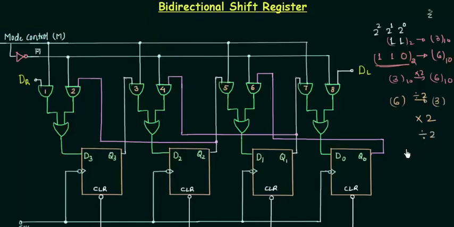Now if you want to divide and multiply the bits by using the shift register, you have to design your shift register in a way that it works in both directions. By both directions I mean it must have the serial left shift mode as well as the serial right shift mode. That's why we call it bidirectional, because it is operational in both directions. If you want to shift the bits to the left, you can do it, and if you want to shift the bits to the right, you can also do it. That's why it is a bidirectional shift register.